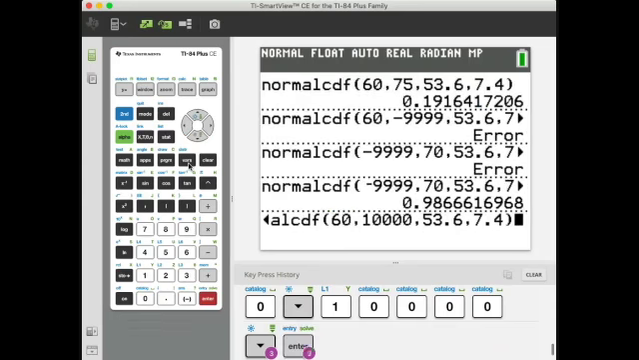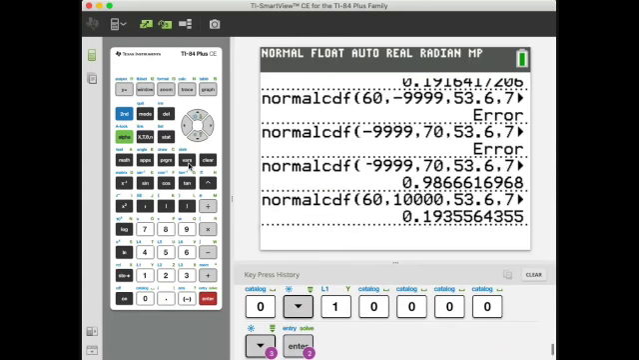I'm going to paste that in. We get here that the probability that x is greater than 60 is equal to 0.194. And that is how to use your calculator. Any questions with the calculator before I switch back to the iPad?